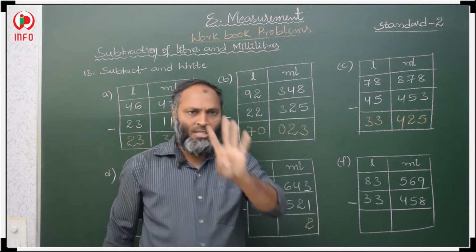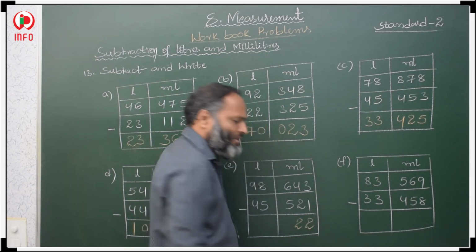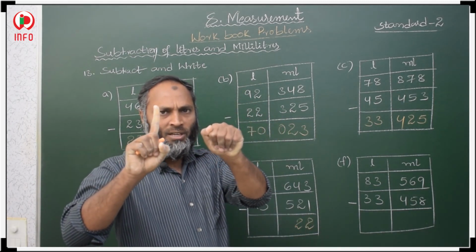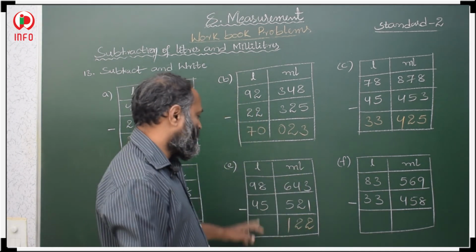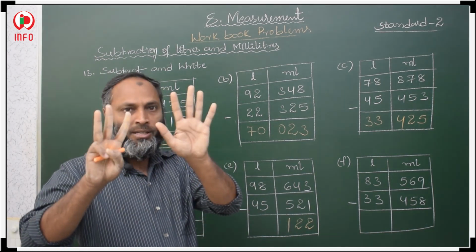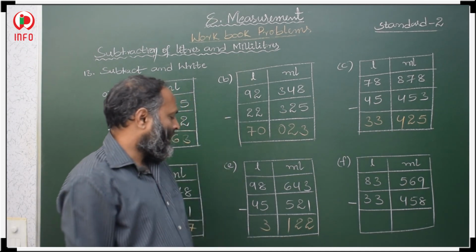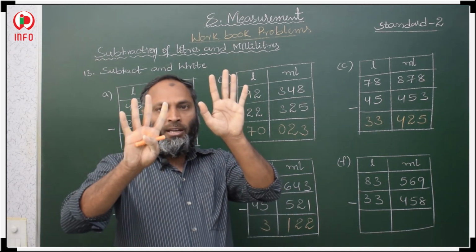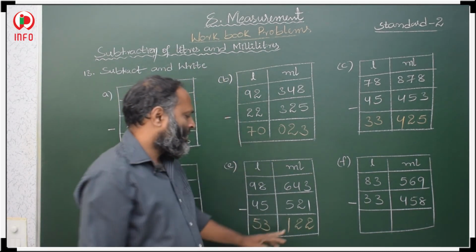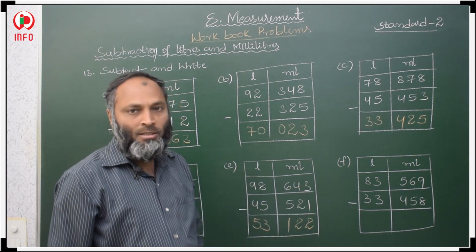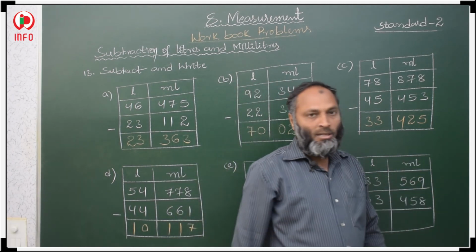Next 3 minus 1, 2. 4 minus 2, next digit, 2. 6 minus 5, next digit, 1. 122 milliliters. Now liters after that. 8 minus 5, 3. After that 9 minus 4 means 5. 53 liters, 122 milliliters.